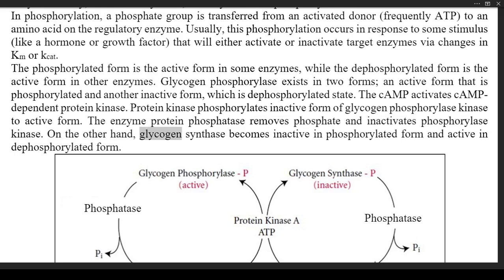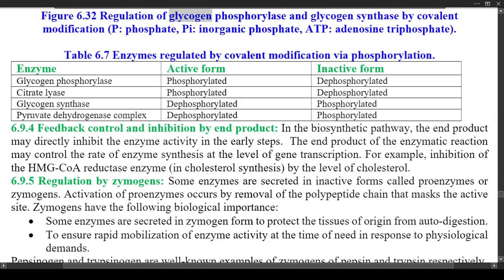On the other hand, glycogen synthase becomes inactive in phosphorylated form and active in dephosphorylated form. Figure 6.32 Regulation of glycogen phosphorylase and glycogen synthase by covalent modification, P, phosphate, Pi, inorganic phosphate, ATP, adenosine triphosphate. Table 6.7 Enzymes regulated by covalent modification via phosphorylation. Enzyme, active form, inactive form. Glycogen phosphorylase, phosphorylated, dephosphorylated.